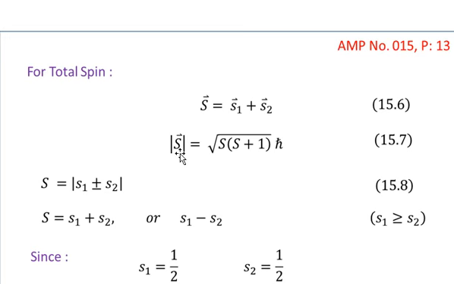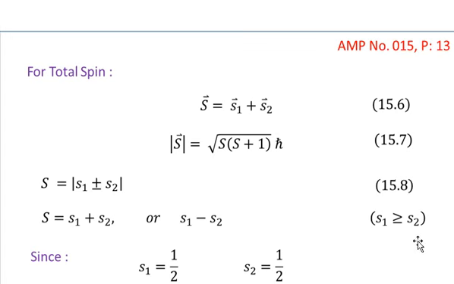So the quantity on the left is the magnitude of the total spin angular momentum, whereas on the right-hand side, capital S stands for the total spin quantum number. The total spin quantum number can also be given as capital S equal to mod of S1 plus minus S2. Here only two values are allowed. Capital S could be S1 plus S2 or S1 minus S2. And you know that S1 and S2 both have a value equal to half.